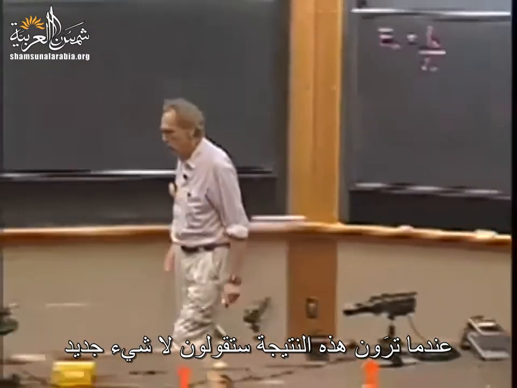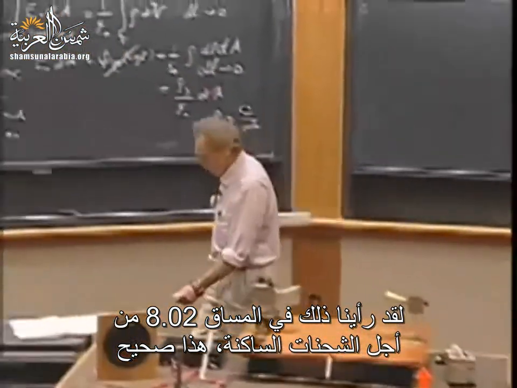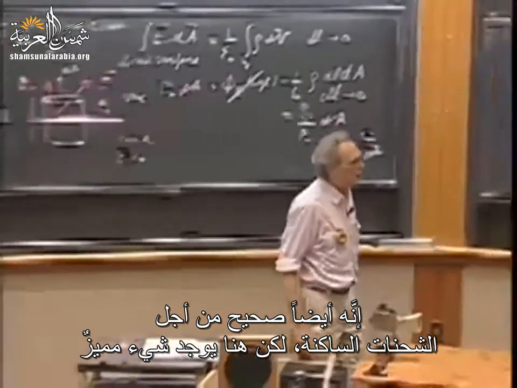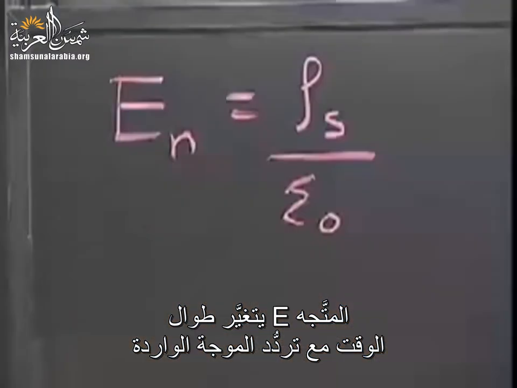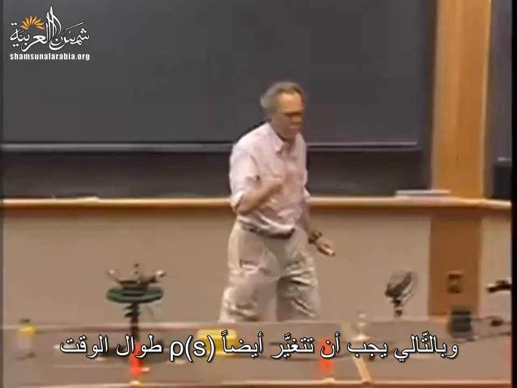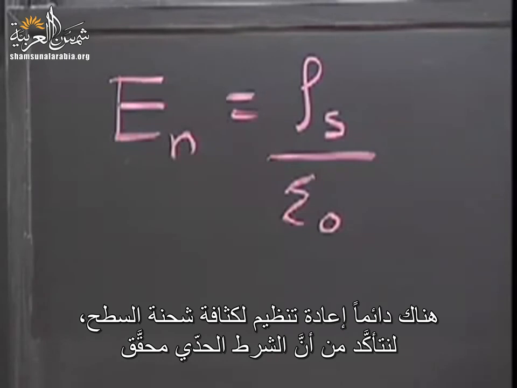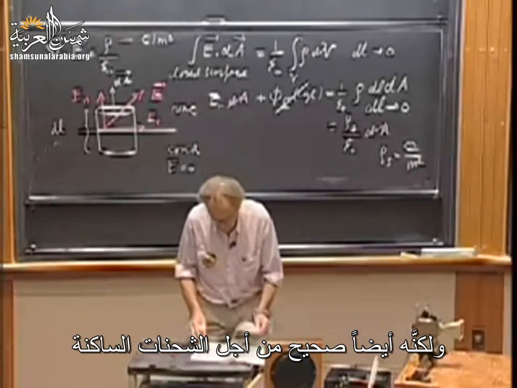Now when you see this result, you will say, ha, that's nothing new. We've seen that also in 802 for static charges. That's true. It is also true for static charges. But here, there is something special. And that is that this E vector is changing all the time with the frequency of the incident wave, and therefore rho s must also change all the time. There is all the time a rearrangement of that surface charge density to make sure that this boundary condition is met. But yes, it also holds for static charges.